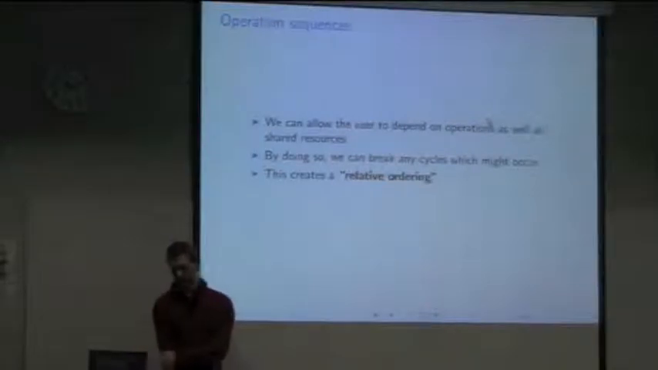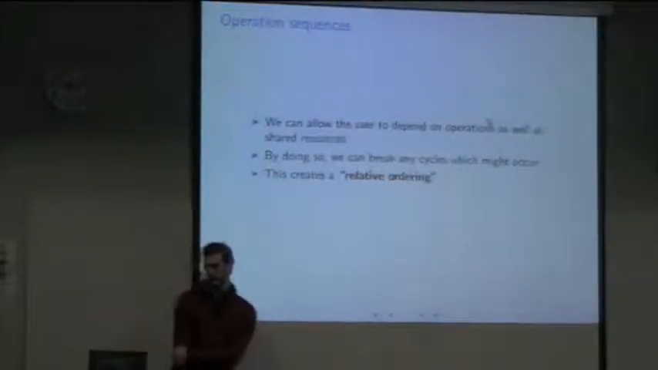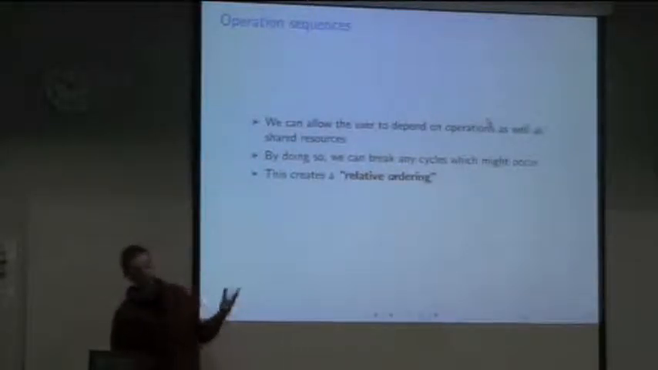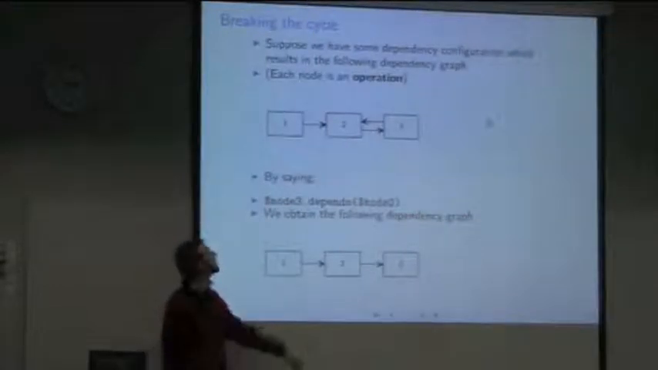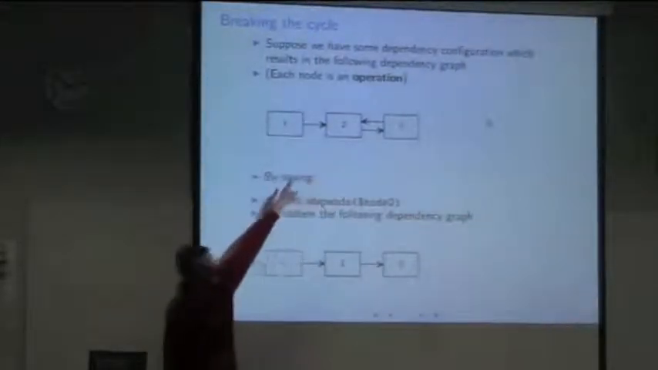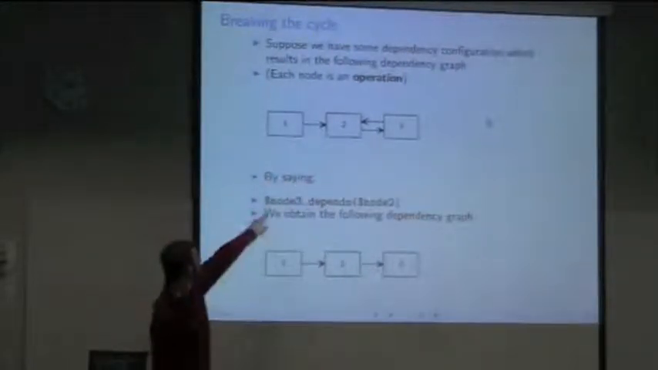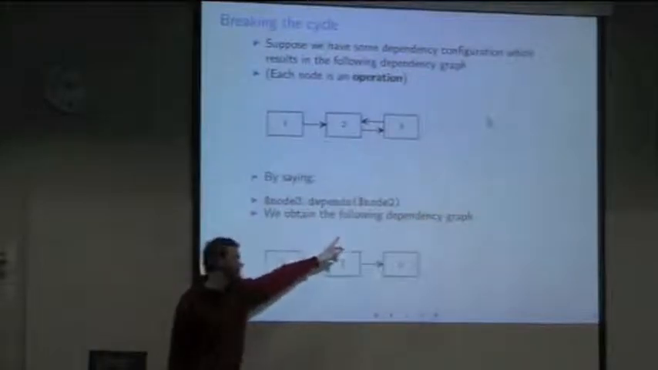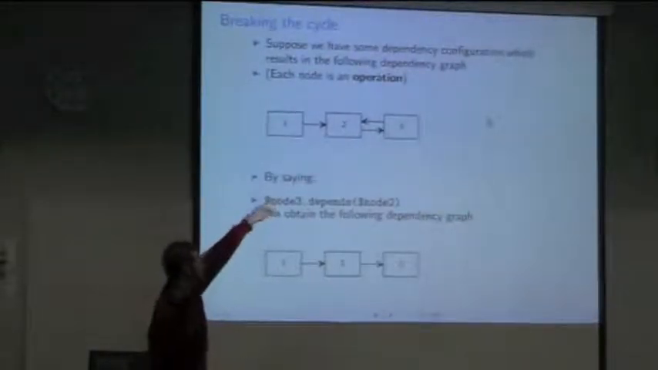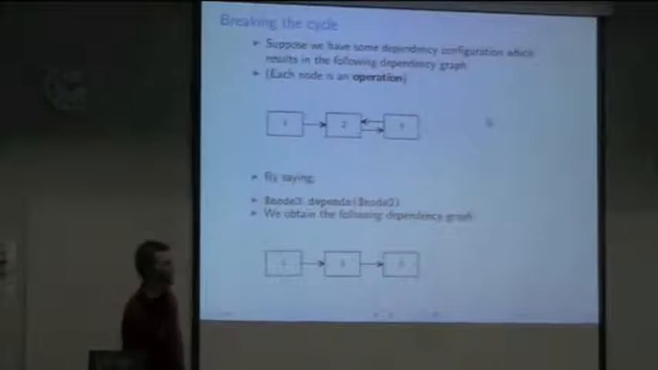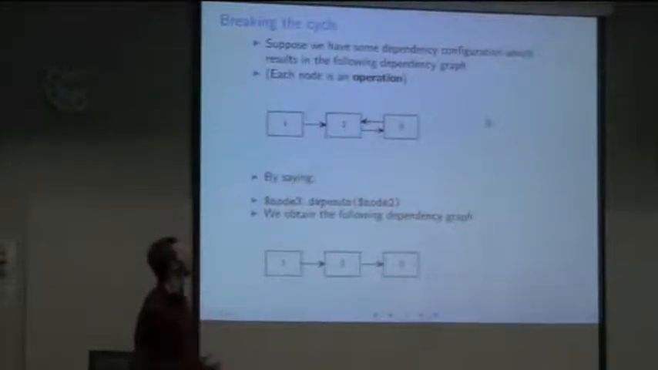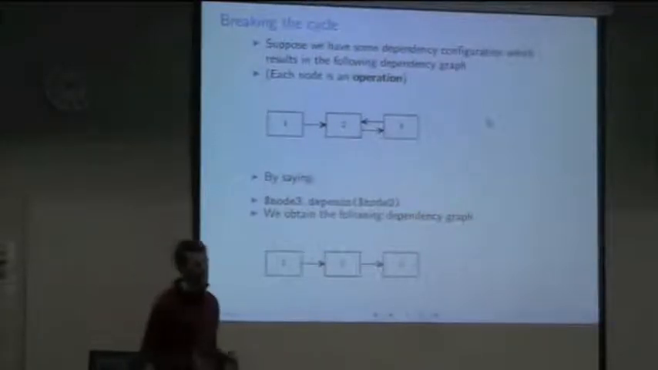relaxing our constraints somewhat. If we allow operation sequences, these are sequences of operations that would cause a cycle, but instead you specify what's called relative ordering. In the dependency graph, you can see here it creates a cycle. By inputting this code here, saying node 3 depends on node 2, the dependency sort breaks the cycle by setting node 2 in front of node 3. The downside, however, is this requires manual interaction. You've got to know yourself where to break the cycle. But it means that you're now unbounded in the number of operations that you can have.